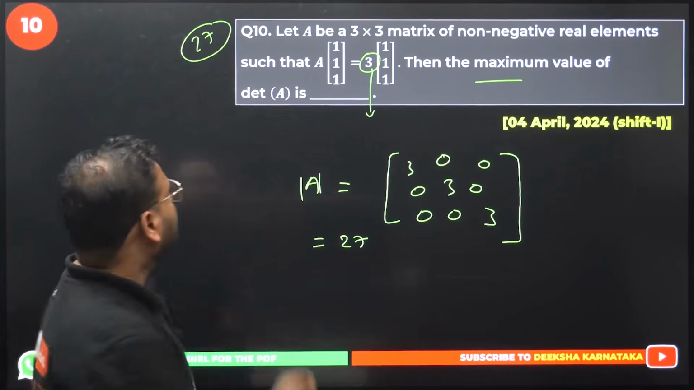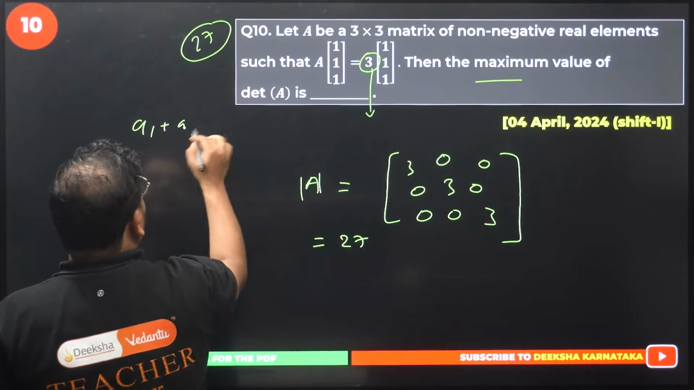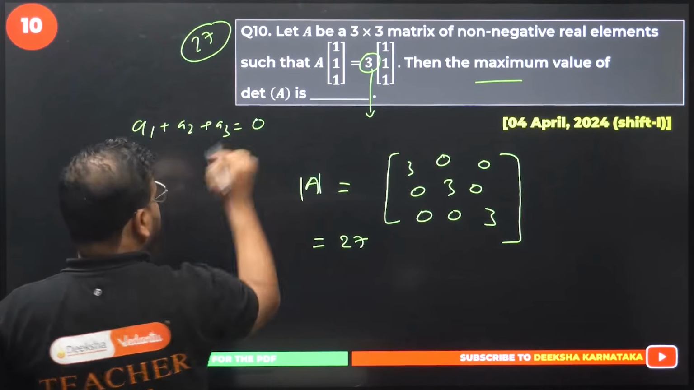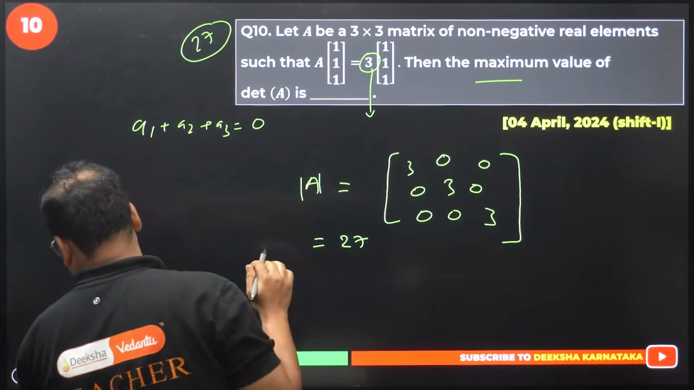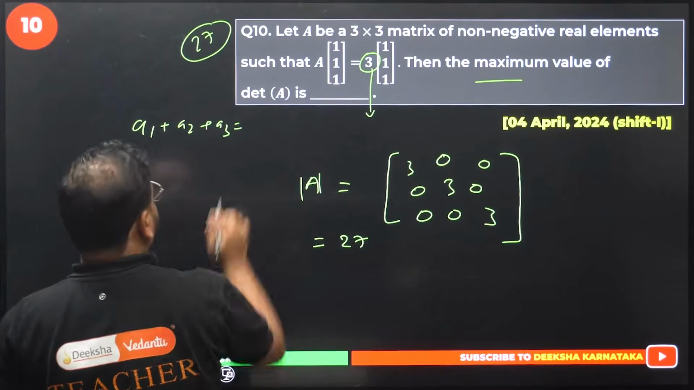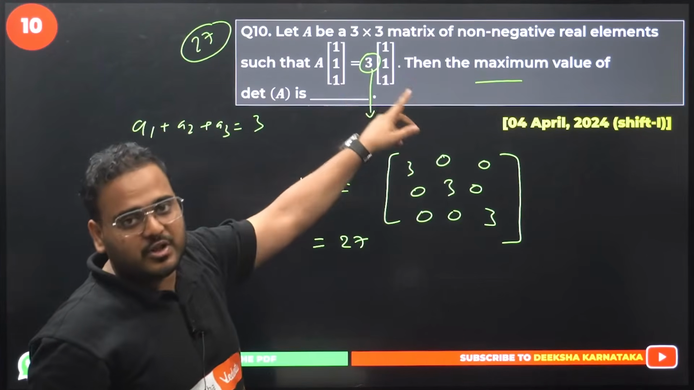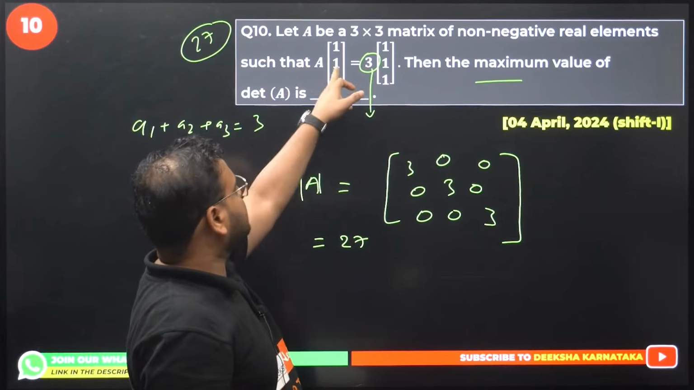How do you solve it? You have to get this equation. If you take this for example as A1 plus A2 plus A3 as 3. Sorry, not 0, 3. My mistake. How come, sir? Think about it. If you take the matrix A as A1, A2, A3, okay, so you'll get what? A1 plus A2 plus A3.